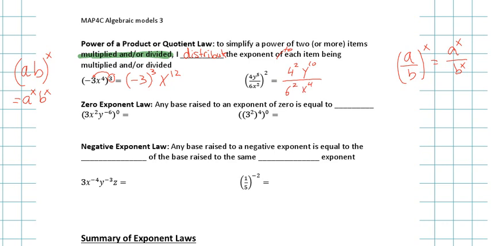4 squared. 5 times 2 is 10. 6 squared. 2 to the power of 2 times 2 is 4. So every single term got that squared exponent.